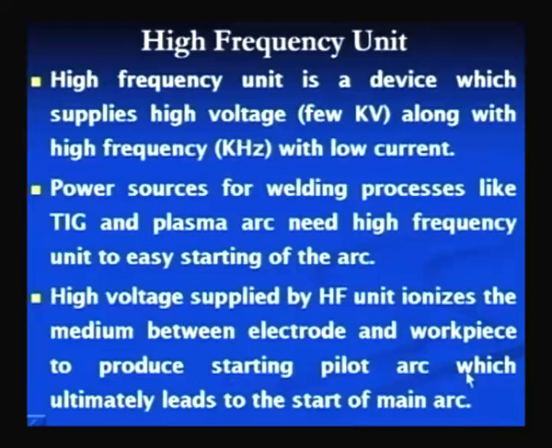So, the ionized gas column helps to start the pilot arc, which ultimately leads to the start of the main arc. Once the main arc is started, the HF unit is removed from the power circuit. The HF unit is mainly used to supply the high frequency, high voltage current only to start the pilot arc, and once it is started, the HF unit is stopped or disconnected from the power circuit.